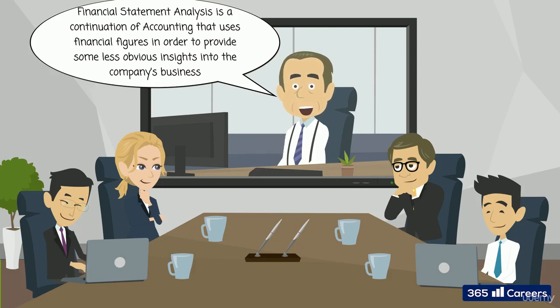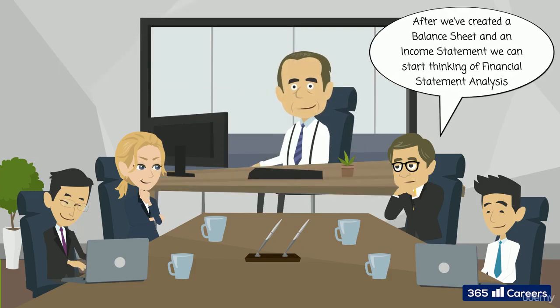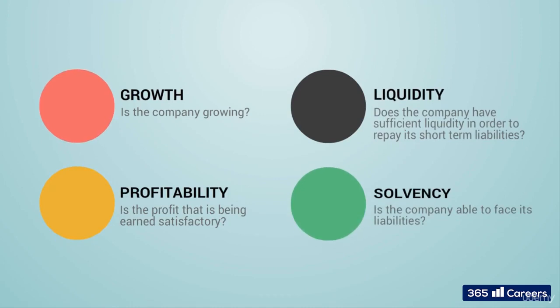After we've created a balance sheet and an income statement, we can start thinking about financial statement analysis. Its main purpose is the assessment of the performance and soundness of four critical dimensions: growth, liquidity, profitability, solvency. Or, said with other words, our goal would be to answer the questions: is the company growing?